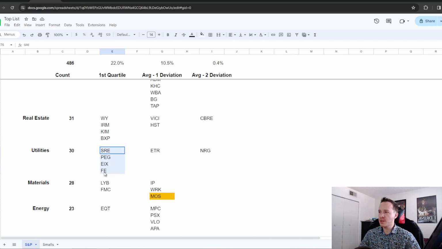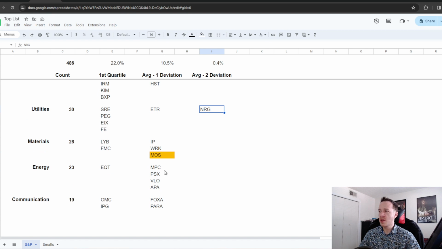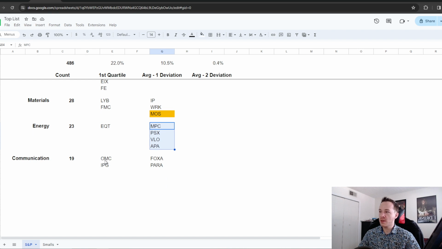Utilities, 4 companies under the first quartile, 1 company under 1 standard deviation, and then 1 company under the 2 standard deviation. Materials, we have 2 companies in the first quartile, 3 companies in the 1 standard deviation, and there's Mosaic, one of those companies that I identified last quarter when I was doing this approach. And then in energy, we have 1 company under the first quartile and 4 companies under the 1 standard deviation. And communication, last but not least, we have 2 companies under the first quartile and 2 companies under the 1 standard deviation.